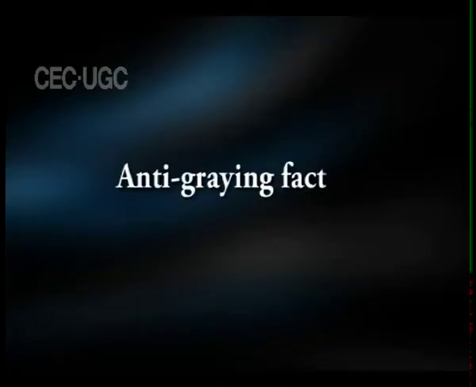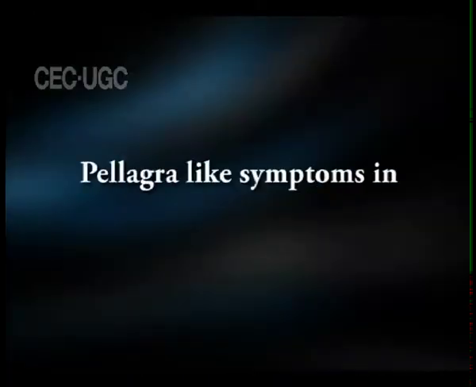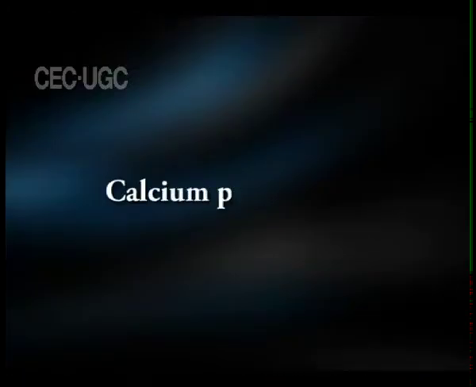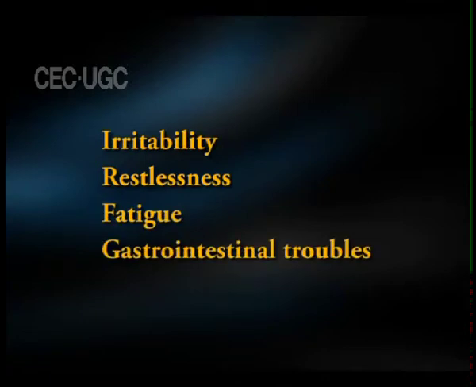Deficiency symptoms: coenzyme A is concerned with the pigmentation of skin and hair. It is also known as the anti-graying factor. Deficiency causes pellagra-like symptoms in chicks. In human beings, there occurs burning feet syndrome, which can be cured by the injection of calcium pantothenate. In human beings, it also develops irritability, restlessness, fatigue, and gastrointestinal troubles.